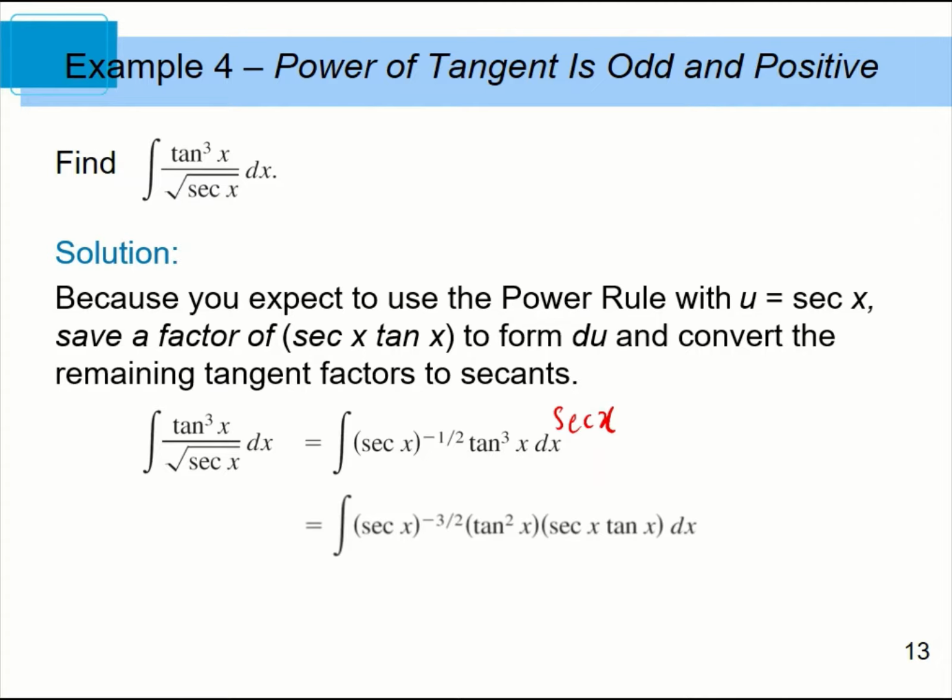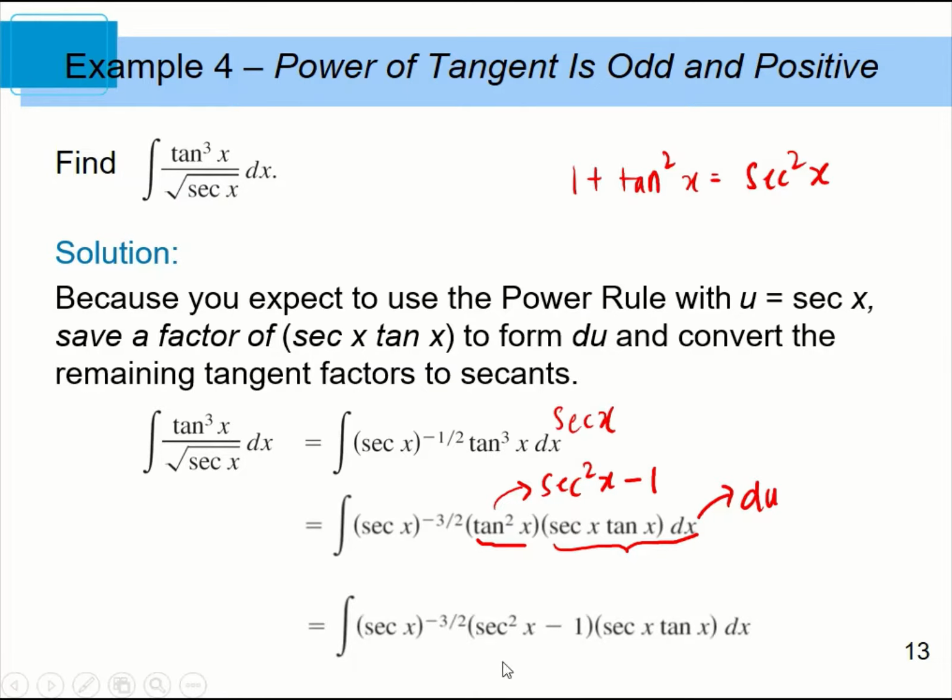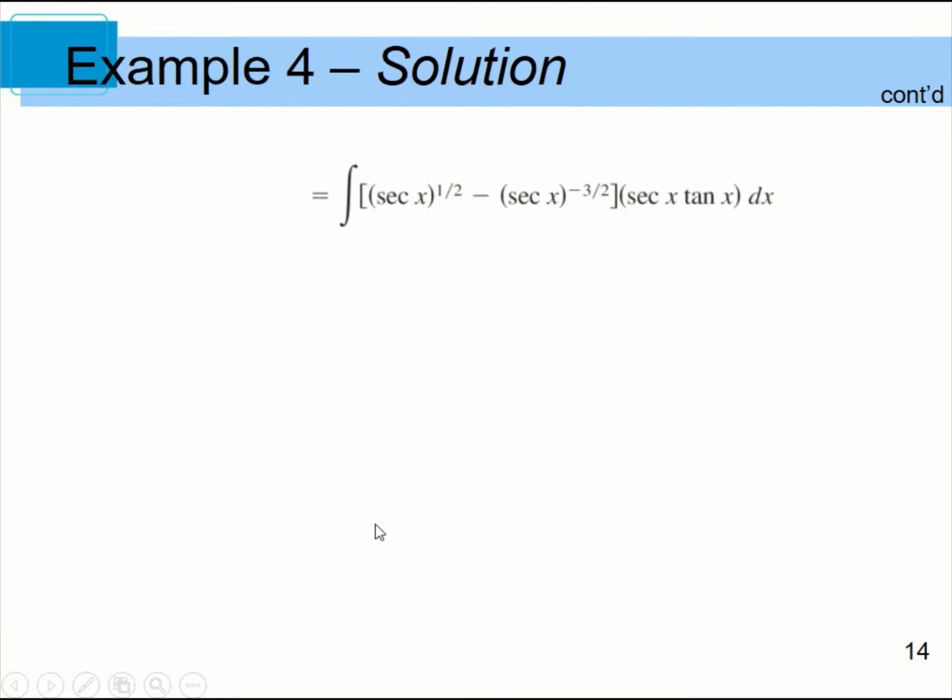Now after that, we are going to change this to secant x using the identity 1 plus tangent square x equals secant square x. So change this to secant square x minus 1. And this one, we are going to save for the du. Now by having this, we can expand secant x to the power of negative 3 over 2 multiplied by secant square x, and after that multiplied by 1.